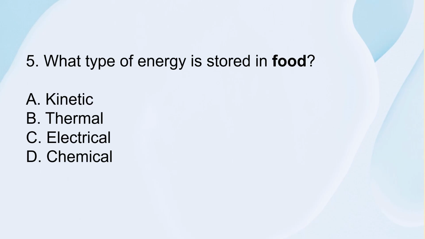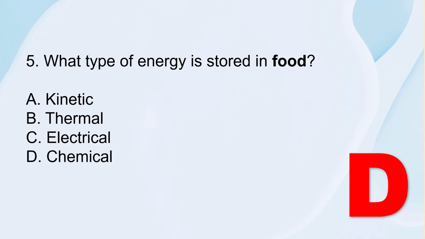Number five, what type of energy is stored in food? Letter A, kinetic. Letter B, thermal. Letter C, electrical. Or letter D, chemical. The correct answer is letter D, chemical.